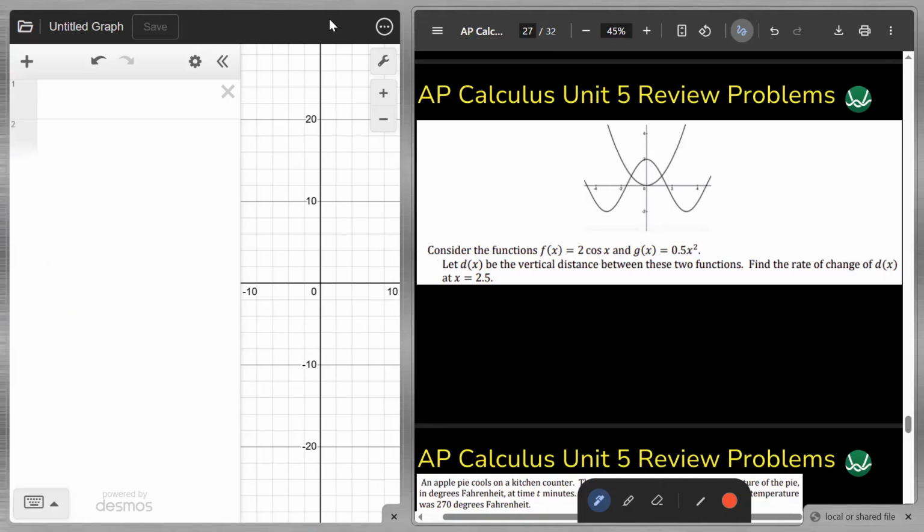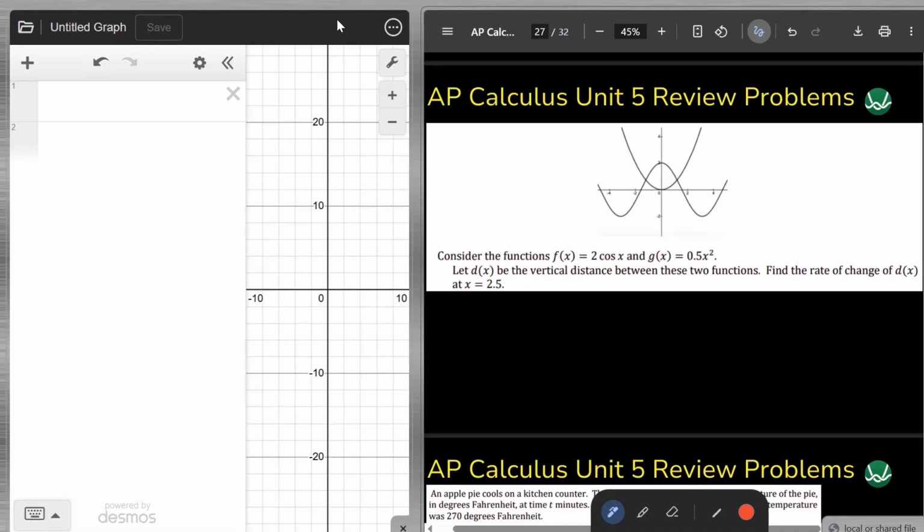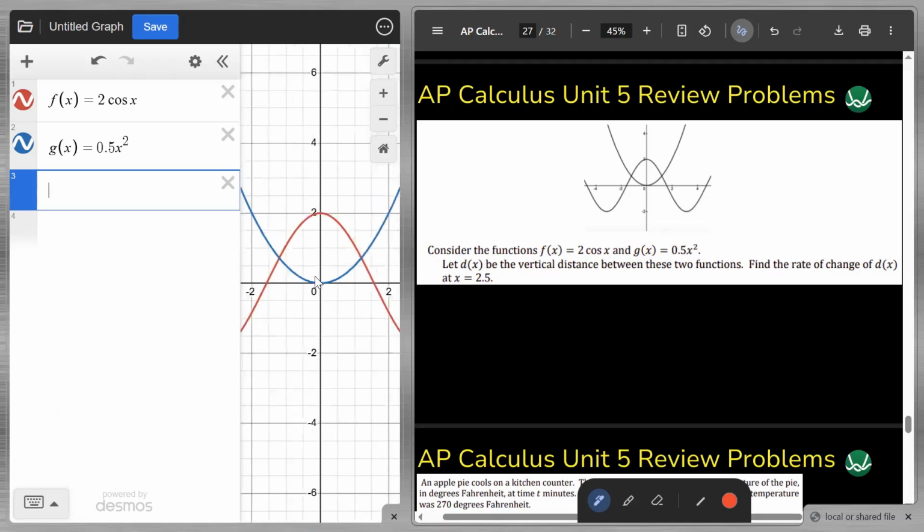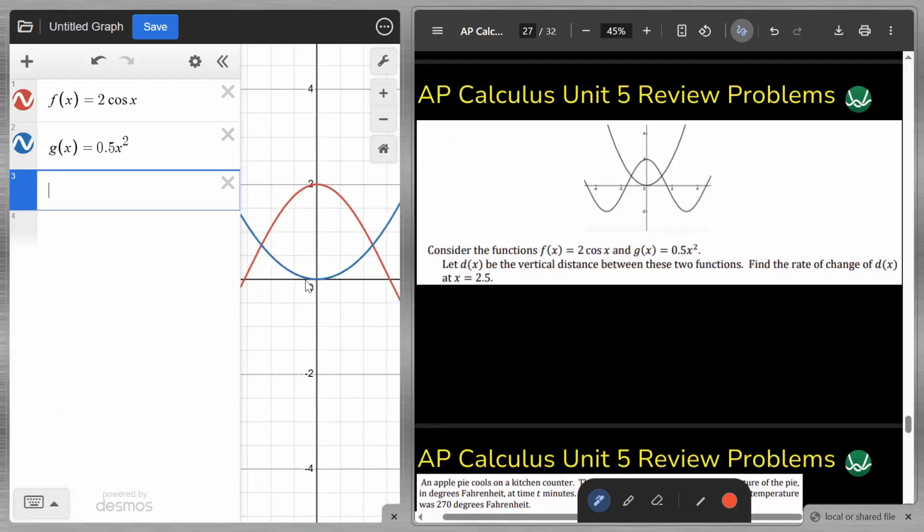Okay, now here is a free response question where you're allowed to use the calculator. You have the functions f and g. Let d be the vertical distance between the two functions. Find the rate of change of d at x equals 2.5. So the first thing we're going to do is graph both of these functions in Desmos. Then we'll adjust the viewing window to focus in on the area that's graphed.